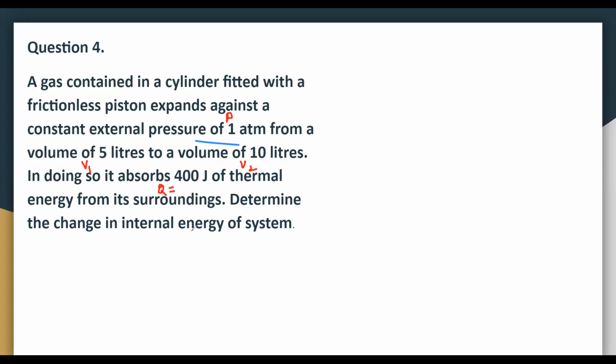Now determine the change in internal energy of system. So here we need to find out internal energy. We indicate internal energy symbol by U. So change in internal energy is given. It means del U we need to find out. So let's write all given data. P is given, which is 1 atmosphere.